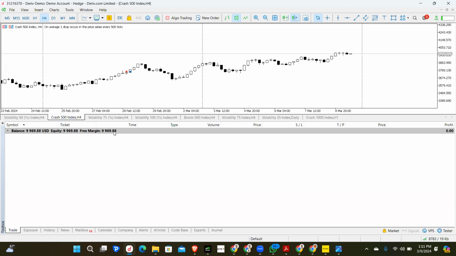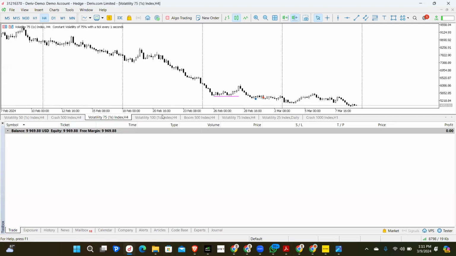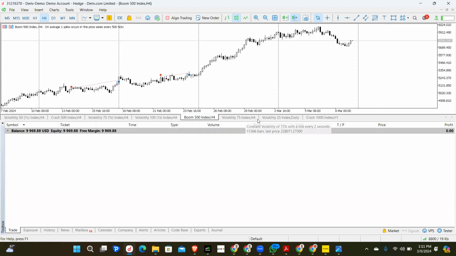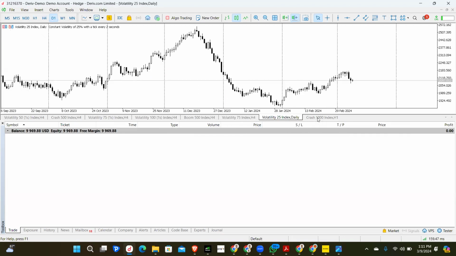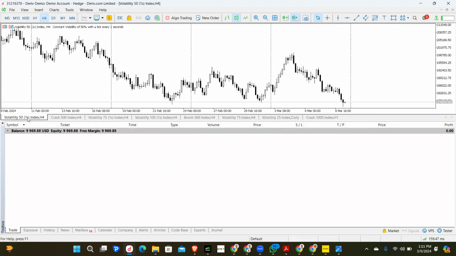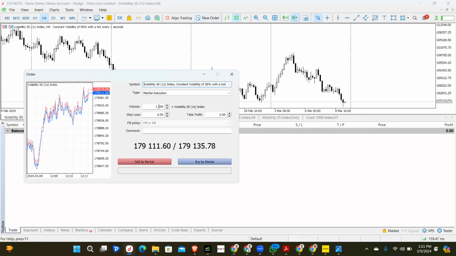For this particular setup, I'll be placing it with a market order so that I can just show us what is happening. Let me go with the V50 index. I want to place a new order, just an arbitrary trade. So don't try this at home, you get, don't try this at home.